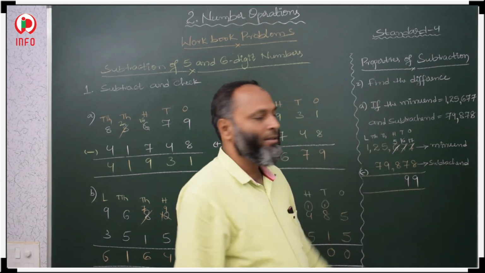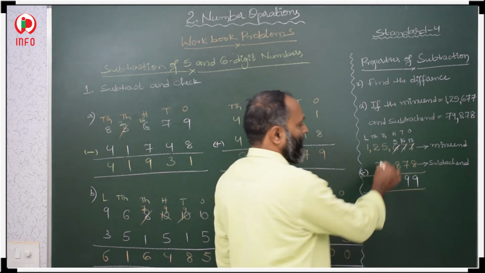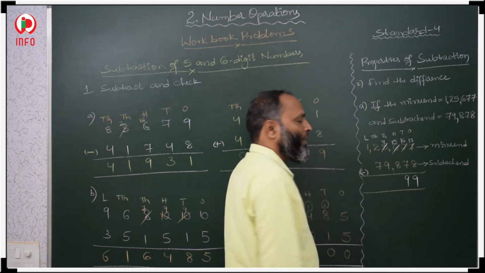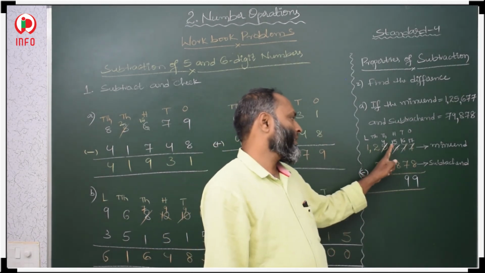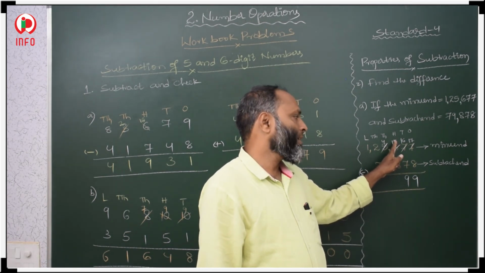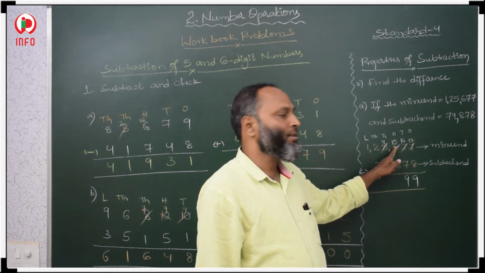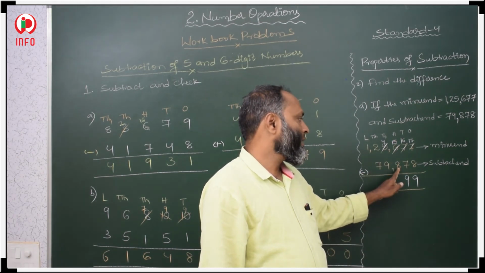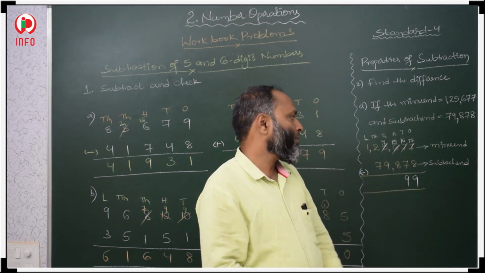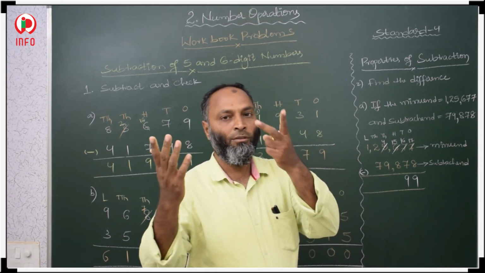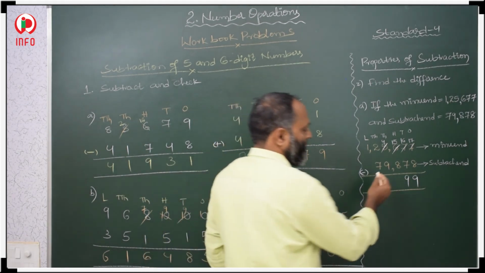Again 5 minus 8, it's not possible. Again we have to take a borrow from here. So here it will be 4, and here you will get 15. We take 1 thousand as a borrow, 1000 is equal to 10 hundreds. Already 5 hundreds are there, 10 plus 5, 15 hundreds. Taking 1 thousand means 1 less, 4 thousands left. 15 minus 8 means count from 8 to 15: 9, 10, 11, 12, 13, 14, 15. That is 7.